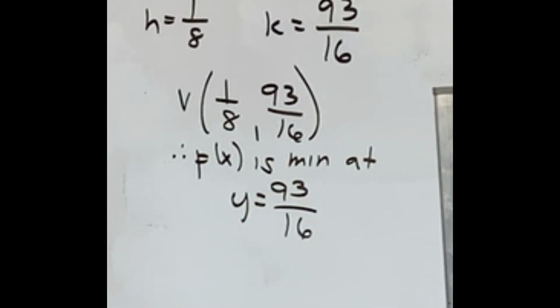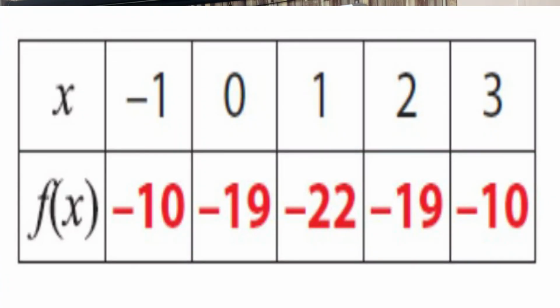We could also identify the vertex of a quadratic function given the table of values. Let's say you have the values of x: negative 1, 0, 1, 2, and 3, and the values of f of x are negative 10, negative 19, negative 22, negative 19, and negative 10. We could identify the vertex. Observe first the values of f of x. At what values do you think it becomes equal to the other values?